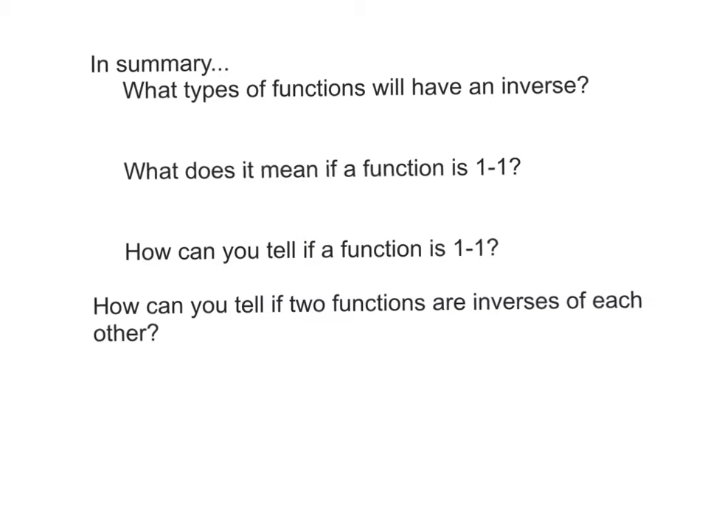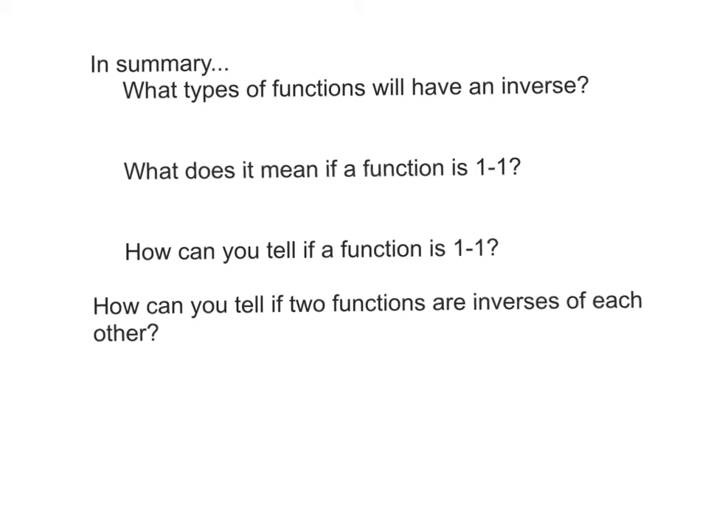So in summary, what types of functions will have an inverse? Only functions that are one-to-one have inverses. What does it mean if a function is one-to-one? It means that one particular x will always be seen with one particular y. Y comes from one particular x.